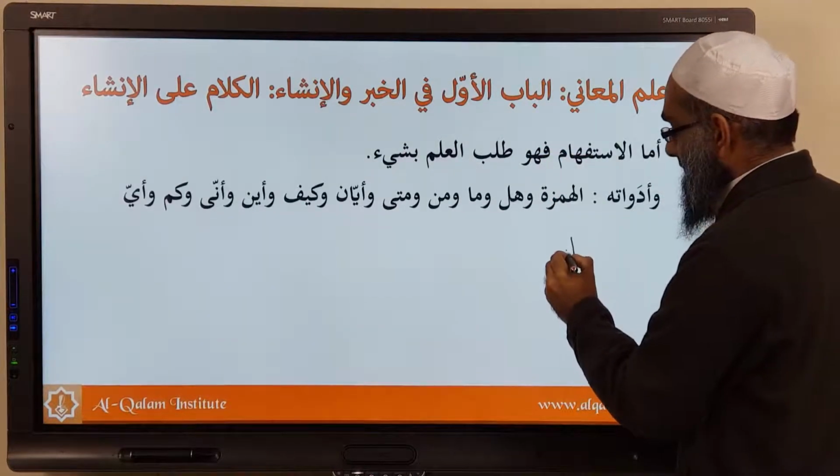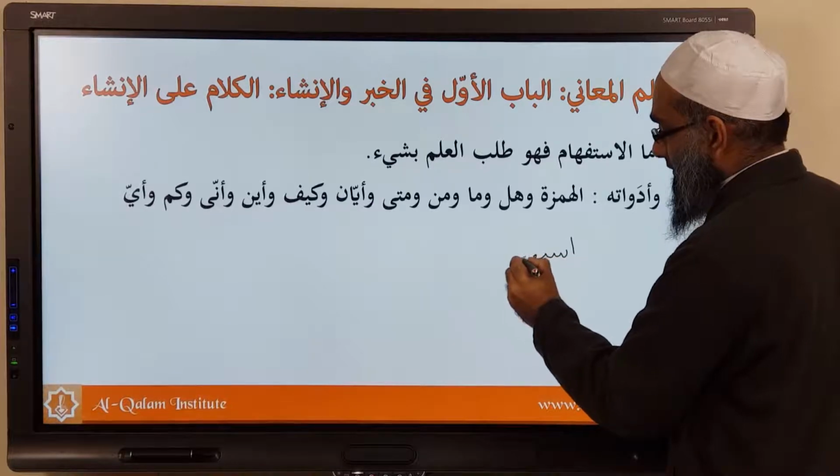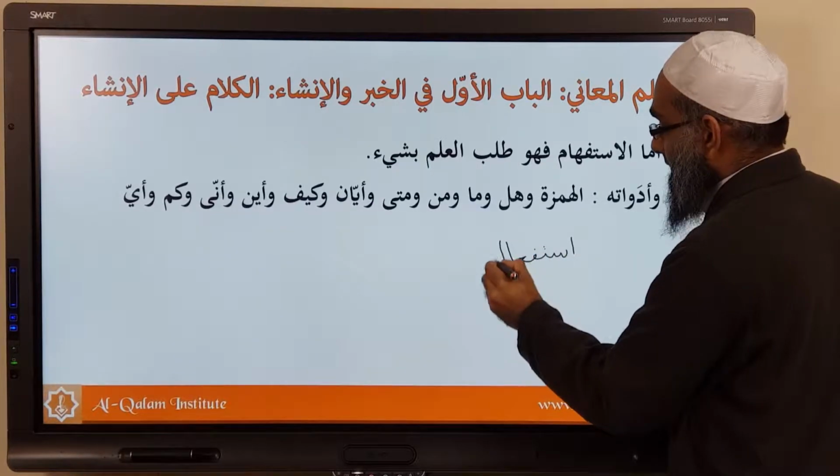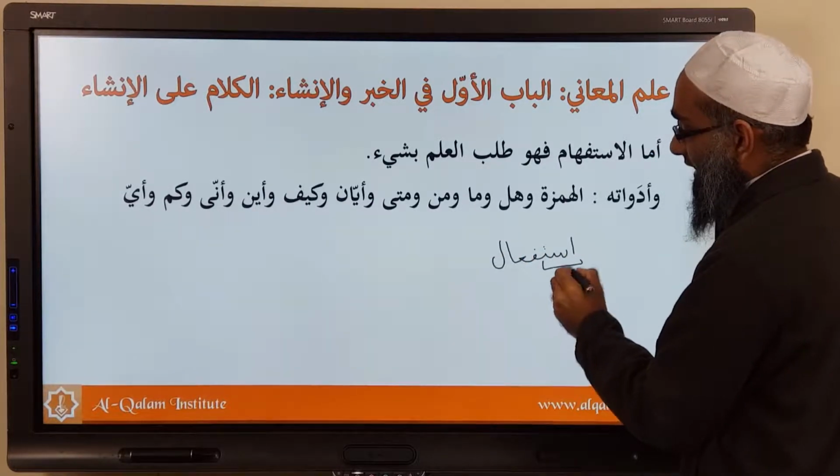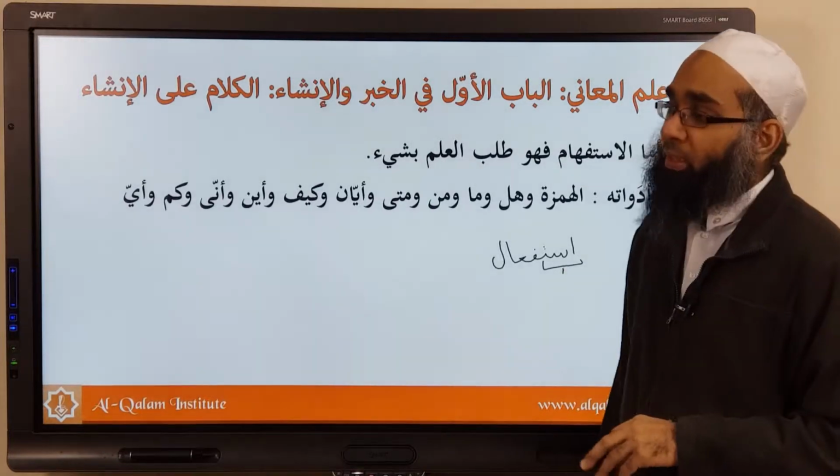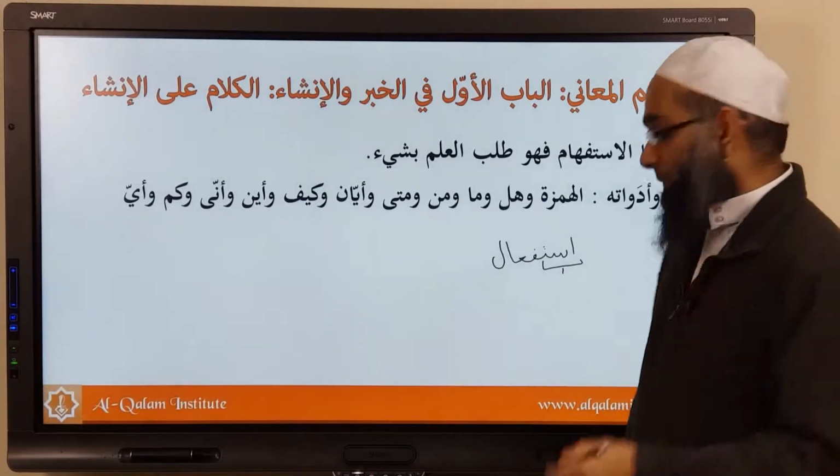Which bab? Istif'al. Istif'al. And this having this alif seen extra at the beginning, what does it do? It creates the meaning of talab.